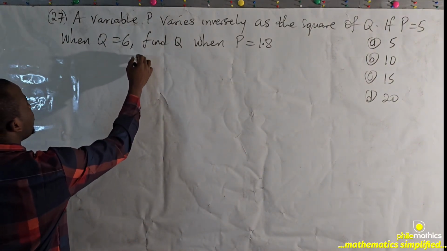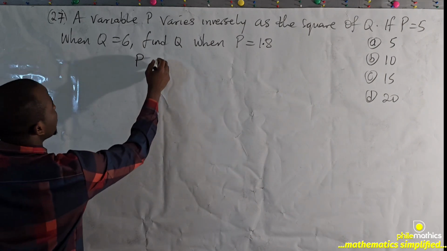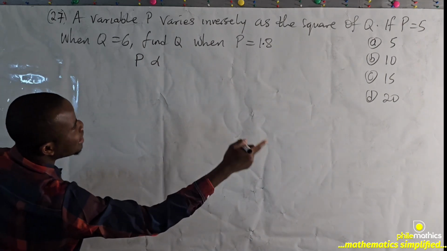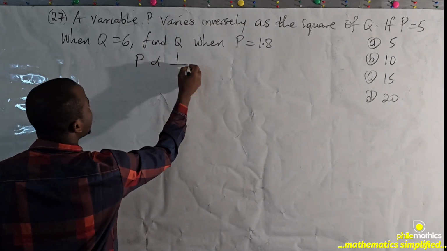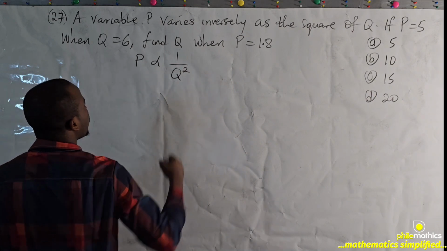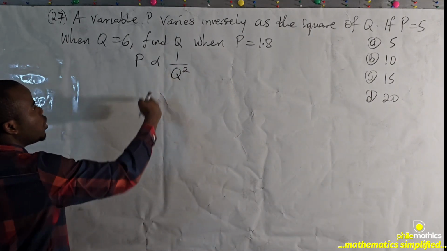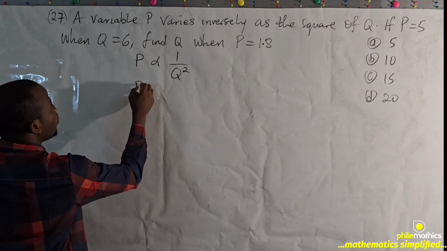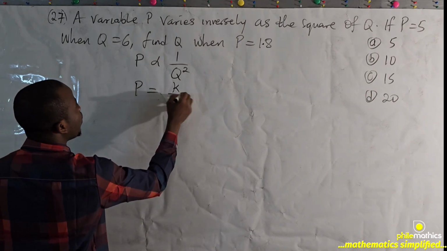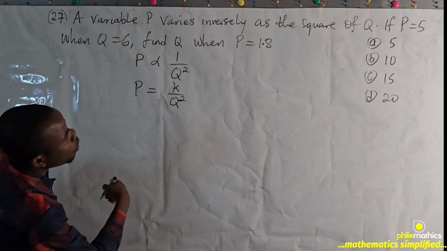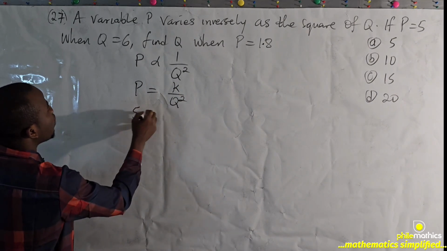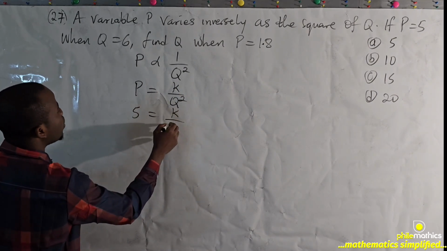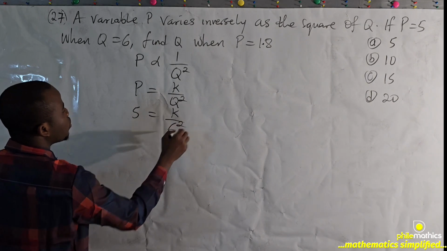A variable p varies inversely as the square of q. So we can introduce the constant of proportionality. So p will be k over q squared. We are told that p is 5 and q is 6 squared.